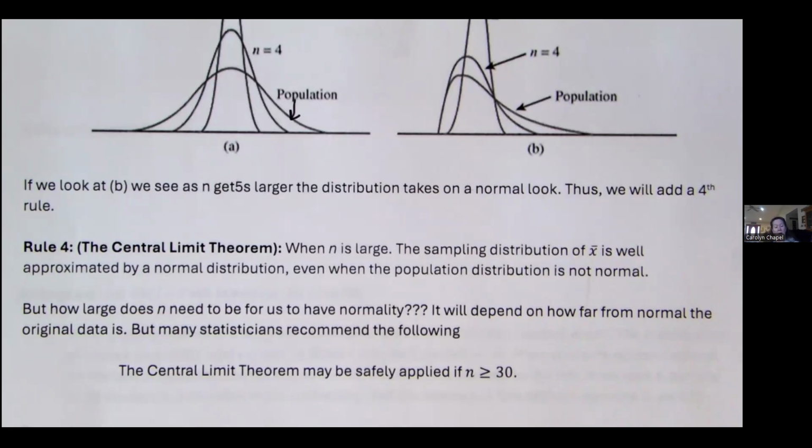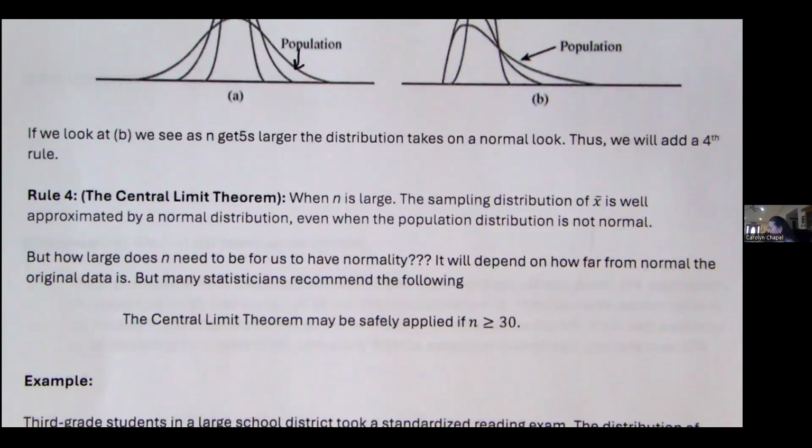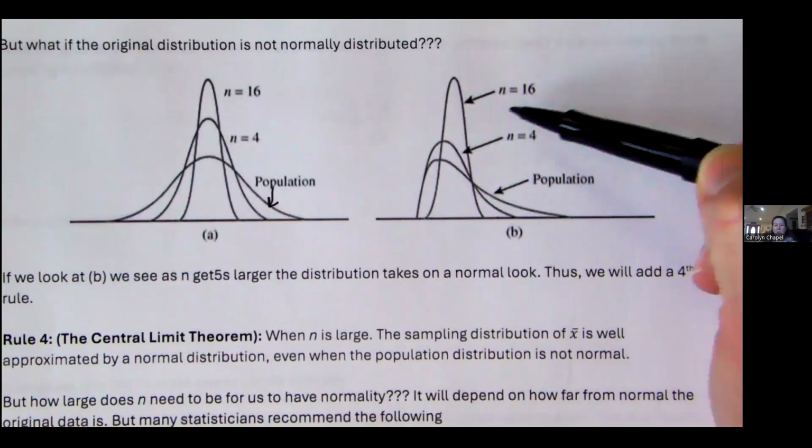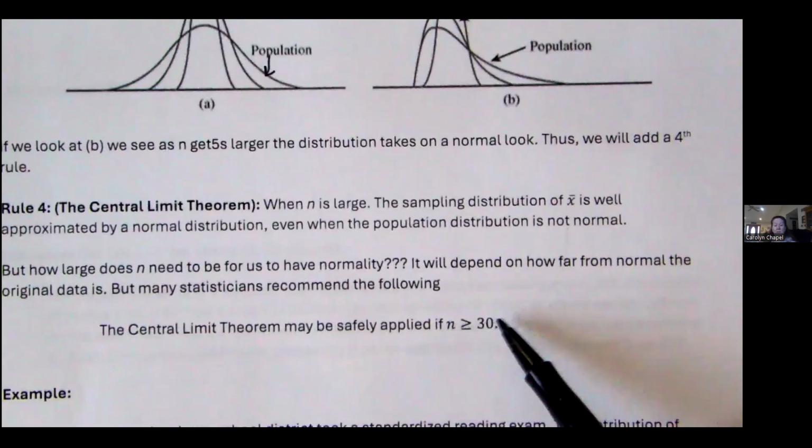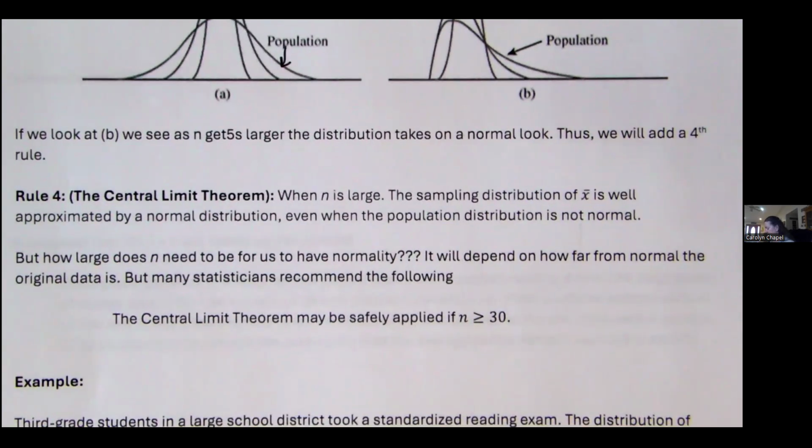The question is, how large does n have to be for us to have this normality? The rule of thumb that happens, notice in this picture, it took only till about 16. The rule of thumb, though, is if we can get bigger than 30, we will be pretty normal. So let's look at a couple more examples.